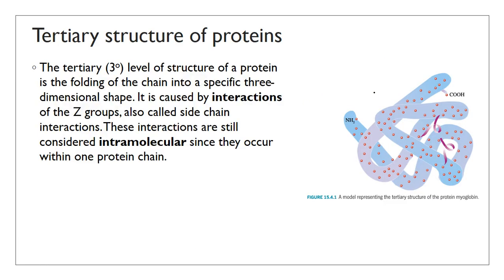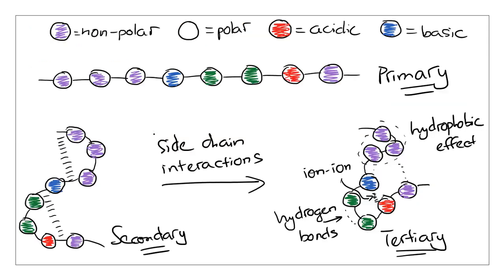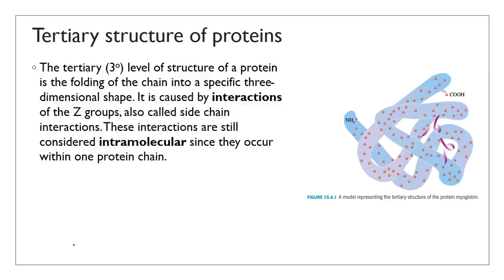So the tertiary level of structure of a protein is the folding of the chain into a specific three-dimensional shape, and it is caused by interactions of the side chains or the R groups. And these interactions are still considered intramolecular because they still occur within one protein chain. So primary structure is just the amide links between the amino acids, and the type, the order, and the number of amino acids. Secondary structure has to do with interactions between the amide links, and tertiary structure has to do with interactions between the side chains.